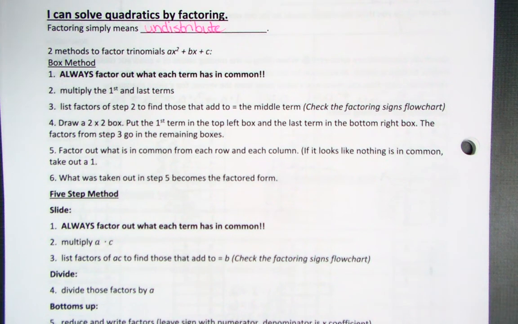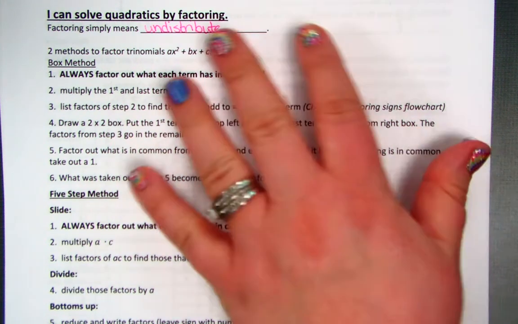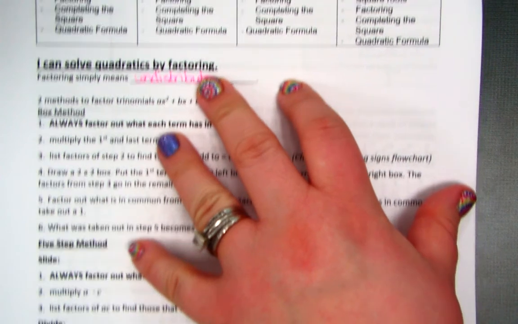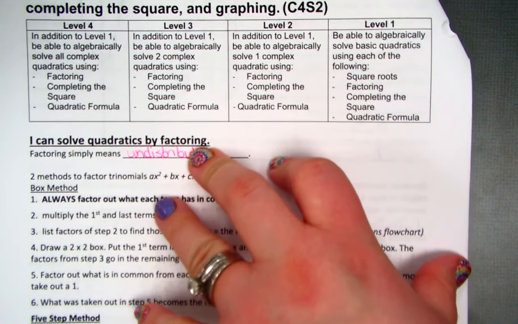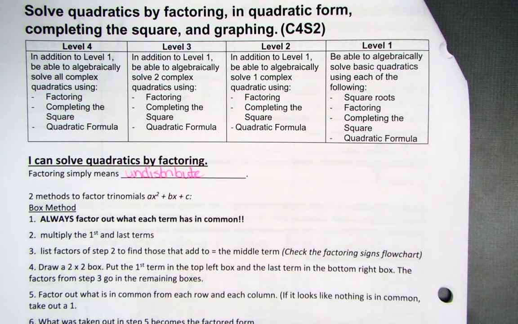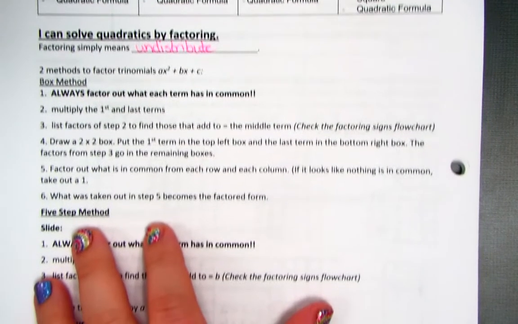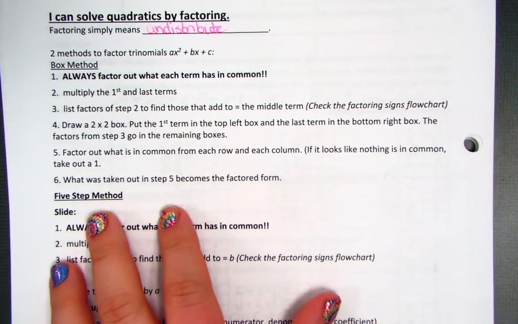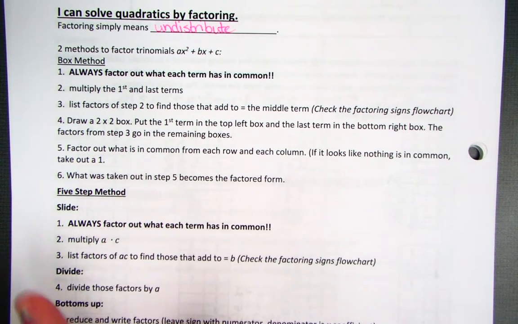All right, so we're going to focus on solving quadratics by factoring. This goes underneath our solving quadratics algebraically standard, or it lists out the different methods that we're going to use. This is just one of the methods that we're going to cover, but in my opinion, it is probably the most important method. Now, factoring is just another way to say that we're going to undistribute.